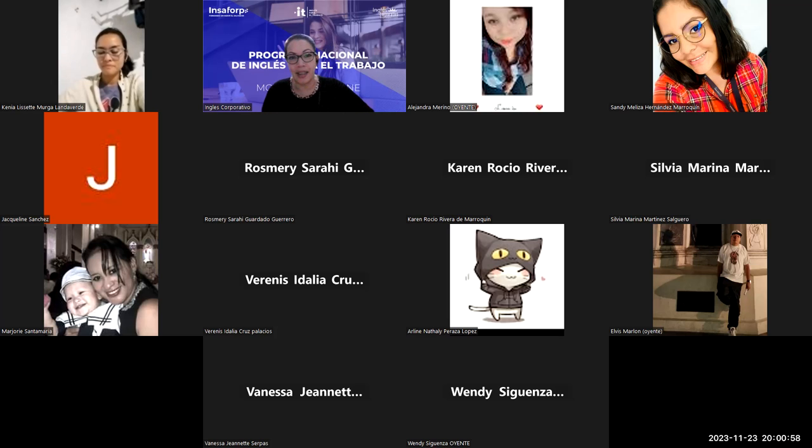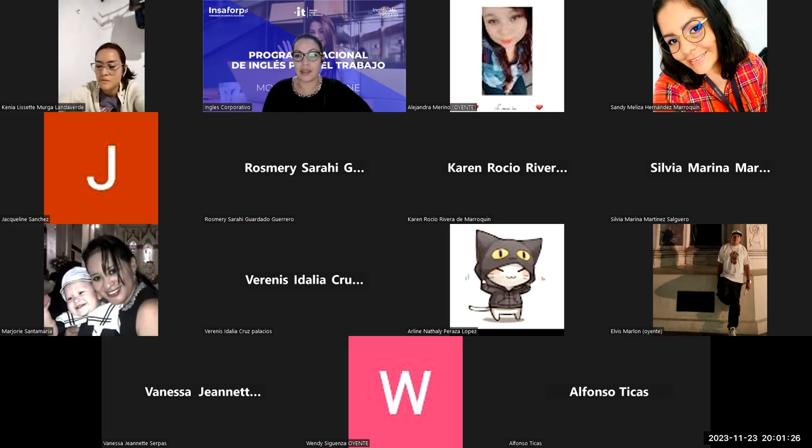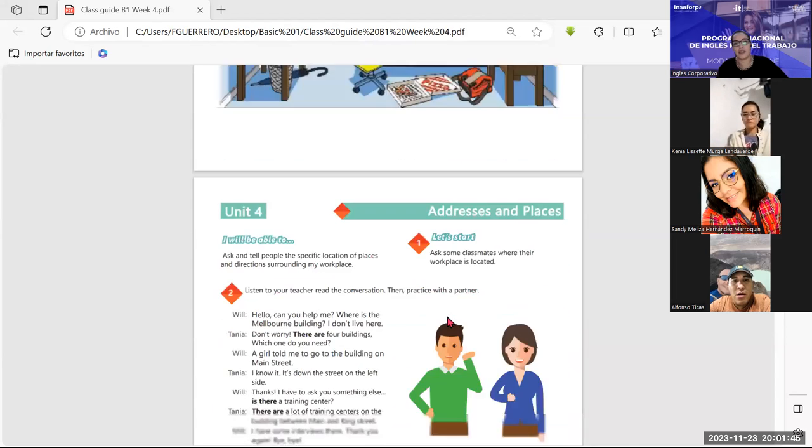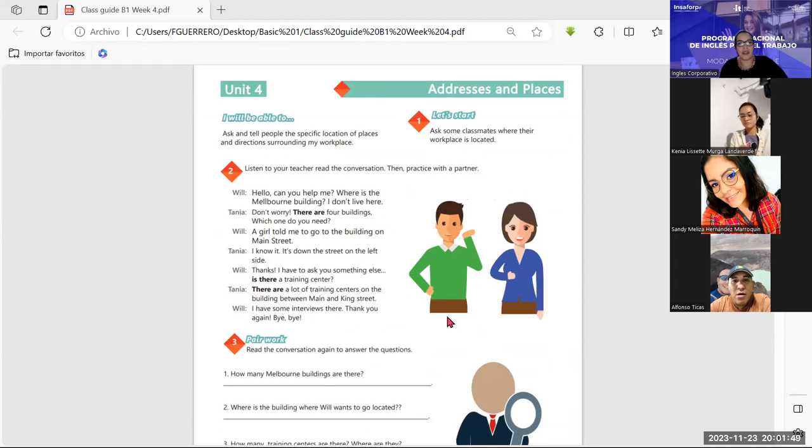Yesterday, we started studying the prepositions of place, and also we discussed there is and there are, the meaning and how to use there is and there are. So we're going to start from there, sharing screen. Okay, here it is. We did a couple of sentences using there is, there are, and we finished this exercise. So we're going to start with this conversation. This is taken from the material that you have in the platform.